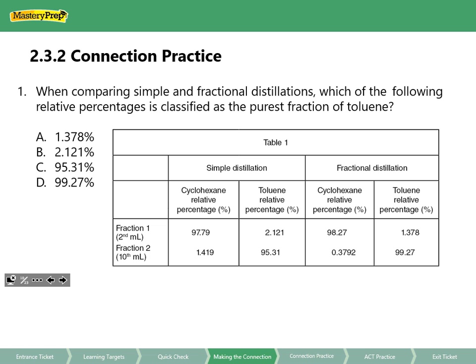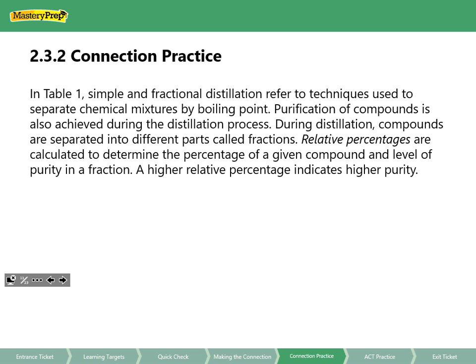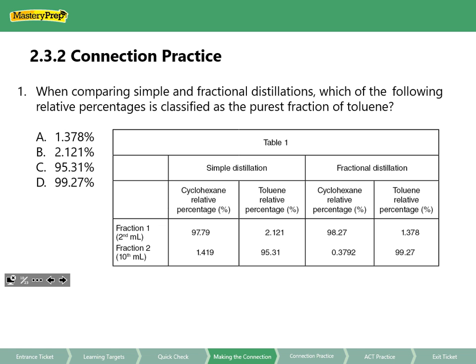Well, is there anything in here telling us what is considered to be pure? Well, it's in the passage, isn't it? The higher relative percentage indicates higher purity. So when we look at this here, the higher percentage would be 99.27. So the correct answer is D.